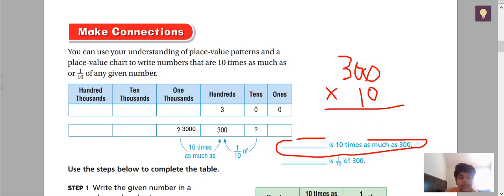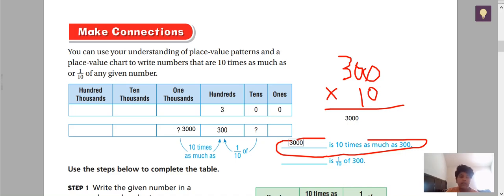You would get 3,000. So that's why this answer is 3,000, because 3,000 is 10 times as much as 300. Now for the second one.